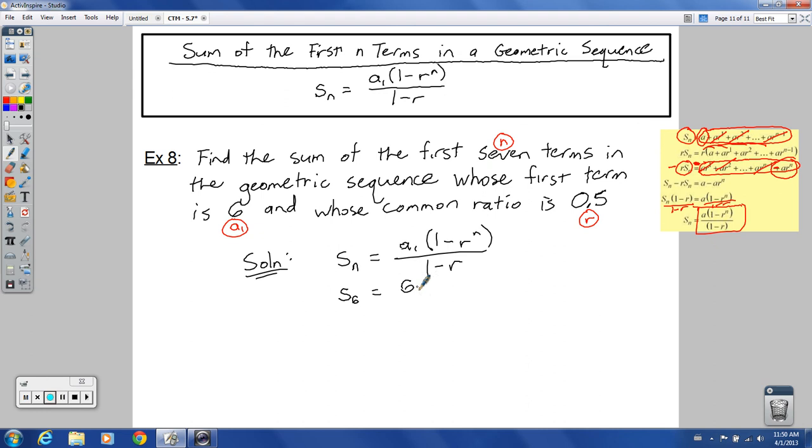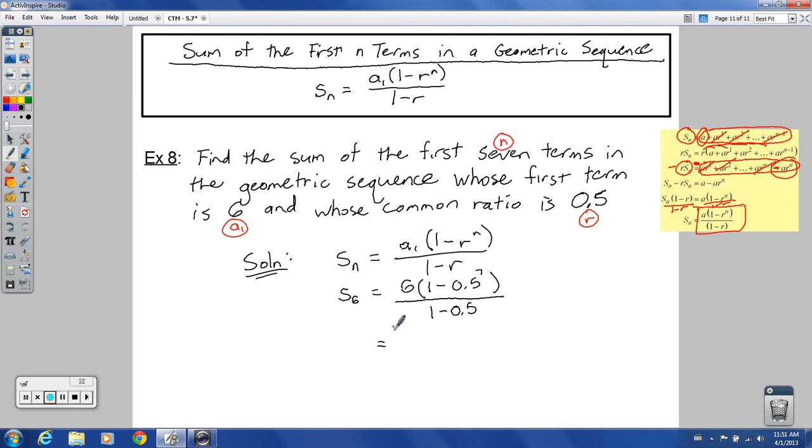So this, though, is going to be 6 times (1 minus r, your r is 0.5, to the n power). I'm sorry, I shouldn't have closed my parentheses there yet. n is 7, so that's going to be to the 7th power, over 1 minus 0.5. So again, this is 0.5 to the 7th power, not 0.57. Let me put that up there just a little bit higher to make sure that's totally clear. So this is a 7th power up there.